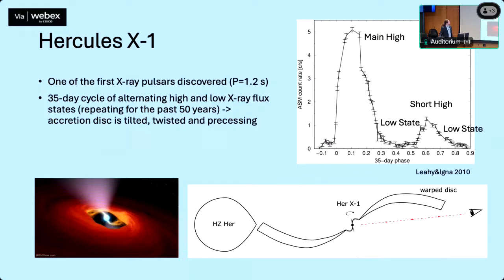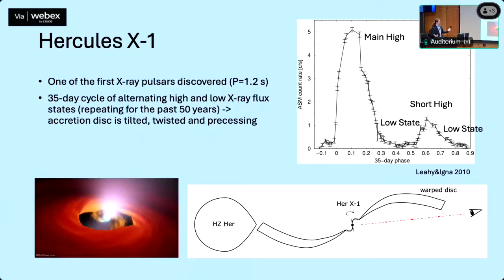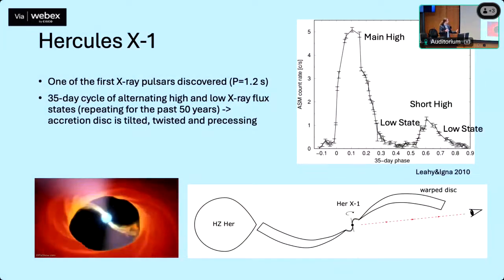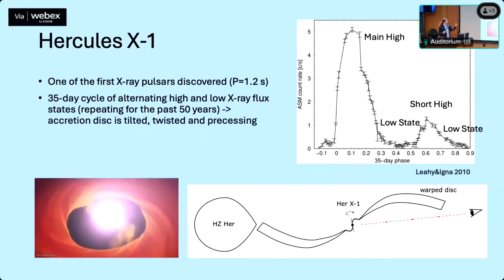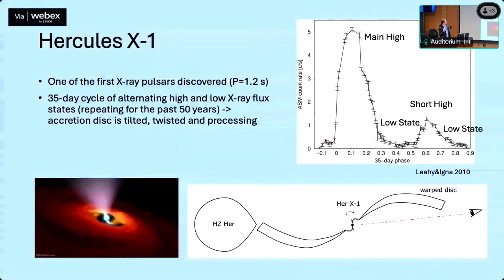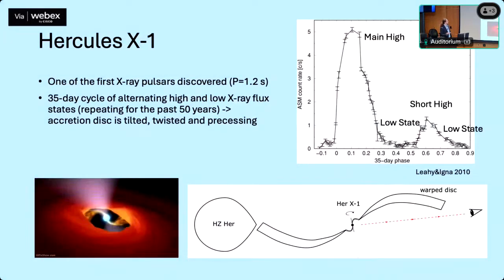So Hercules X1 is an X-ray pulsar. So it's a neutron star that's highly magnetized and is accreting material from a regular star. Because of this magnetic field, the inner accretion flow is disrupted and follows magnetic field lines onto the accretion columns at the magnetic poles of the neutron star. Because this whole structure rotates with a period of about 1.2 seconds, we get pulsations from this source. That's why it's an X-ray pulsar.